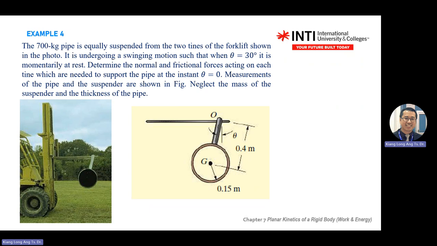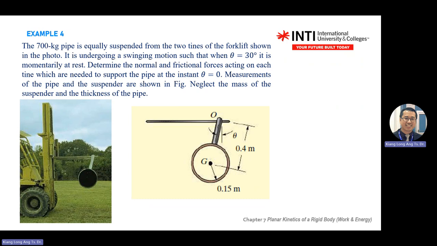into a free body diagram. Sometimes. So you're given a pipe suspended at the two forklift, the two arms there, shown in the photo, undergoing swinging motion, such that theta equal to 30 degrees. This one is 30 degrees. It is momentarily at rest.